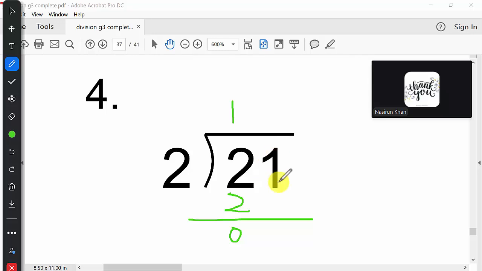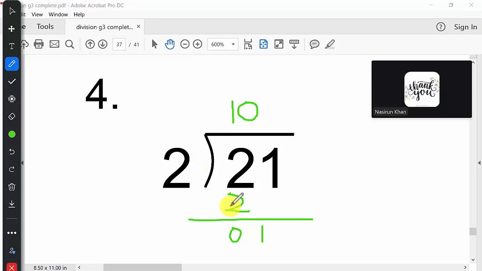Then we still have the number 1 here, so we drop down the 1. 1 divided by 2 cannot be done, but it doesn't mean that 21 divided by 2 is 1 remainder 1. No, it's not like that. We need to put 0 over here because this one is not the remainder; it's the number that we still need to divide. So 1 divided by 2 cannot, so we write 0.